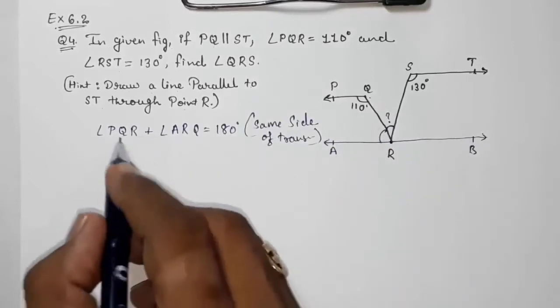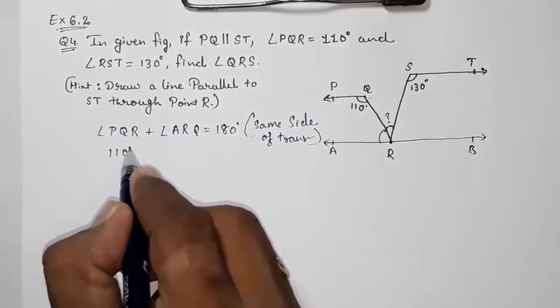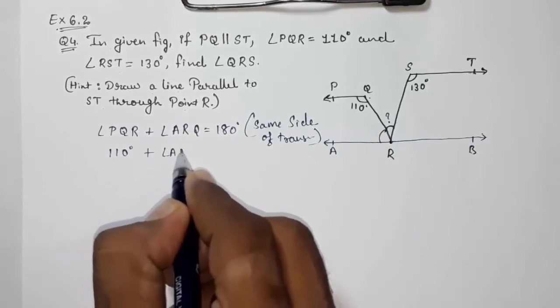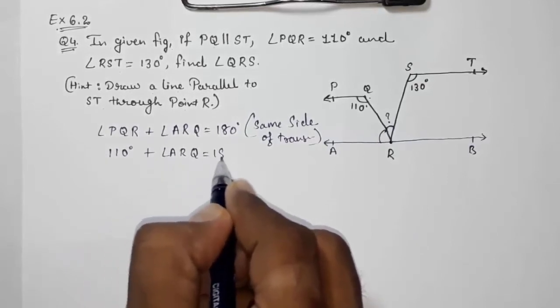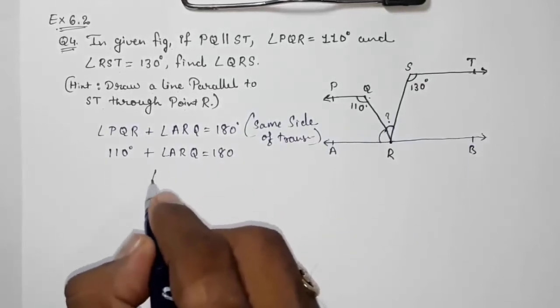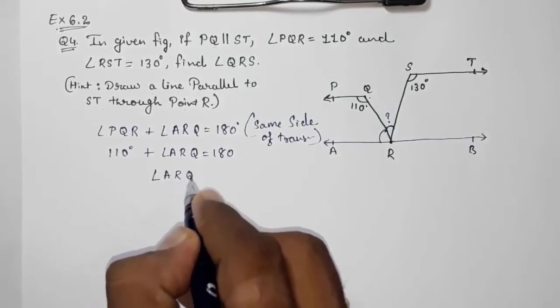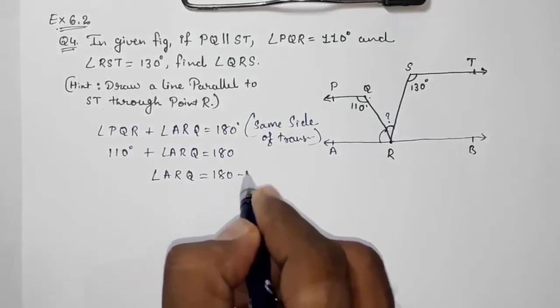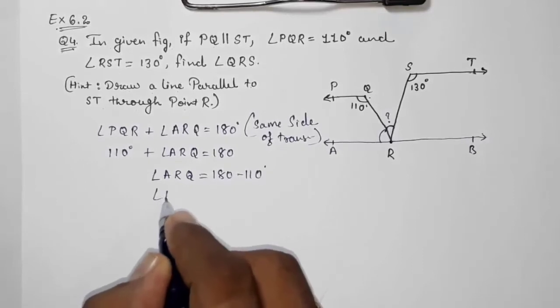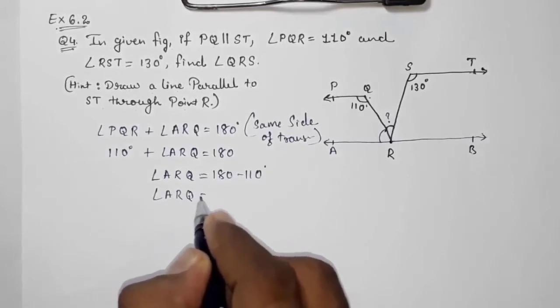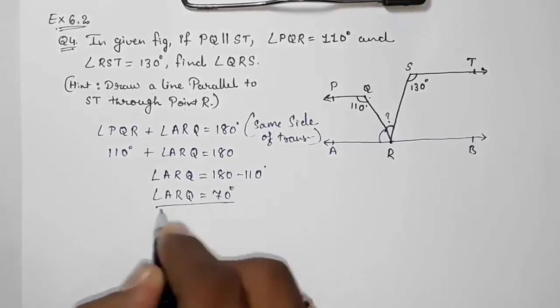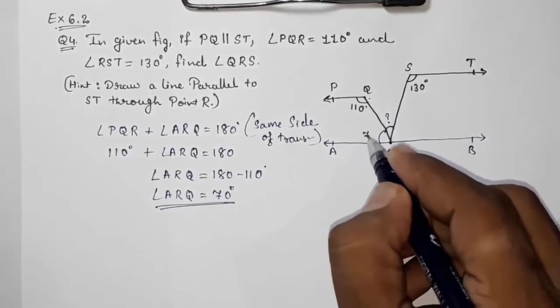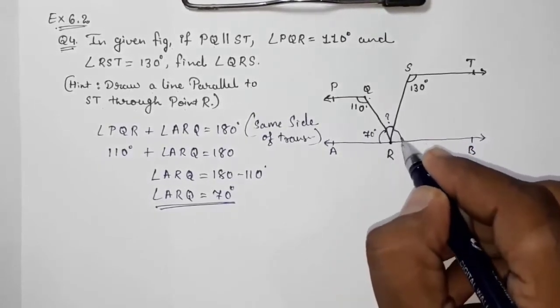Now angle PQR is 110, so directly keep here 110. This angle ARQ plus 110 is 180. Take this 110 on that side. ARQ is equal to 180 minus 110. So angle ARQ will be equal to 70 degrees. So now you got this angle, that is 70 degrees. Now you can find out this angle.